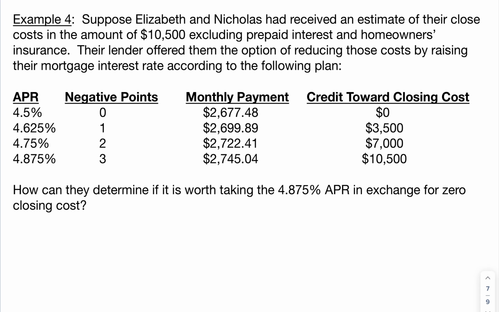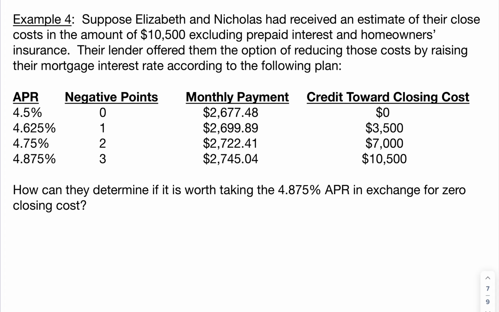Okay, so at an APR of 4.5%, which is the current interest rate offer, that is 0 negative points. So the monthly payment, as we had calculated, is $2,677.48. So the credit towards closing costs is $0. Okay, and as we increase our APR by 1/8 of a percent, that's 0.125, that's 1 negative point. You see how the monthly payment goes down and the credit towards closing costs increases.